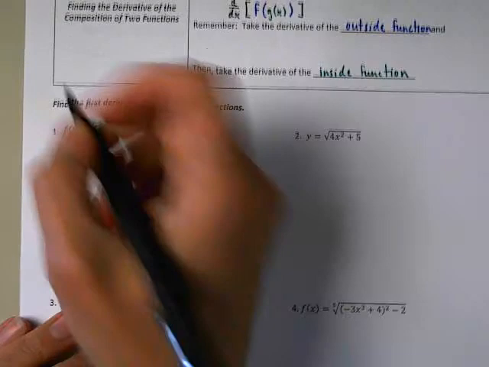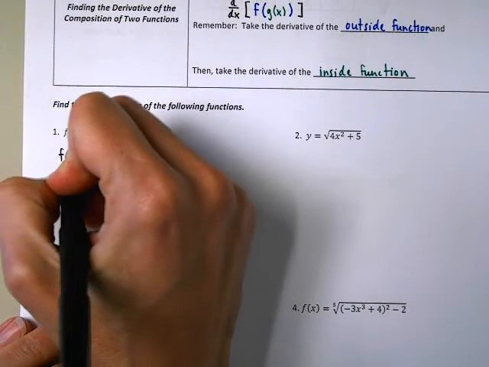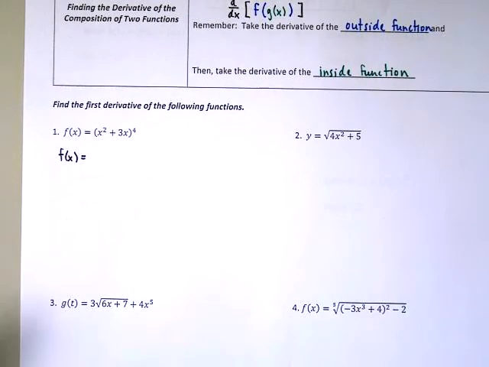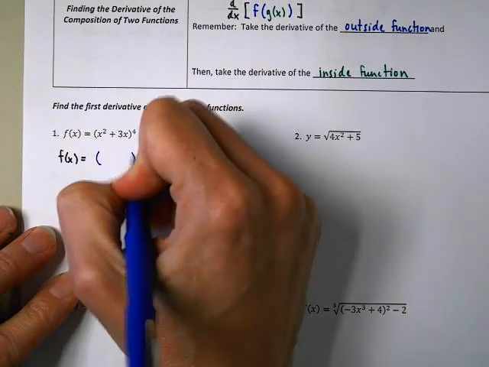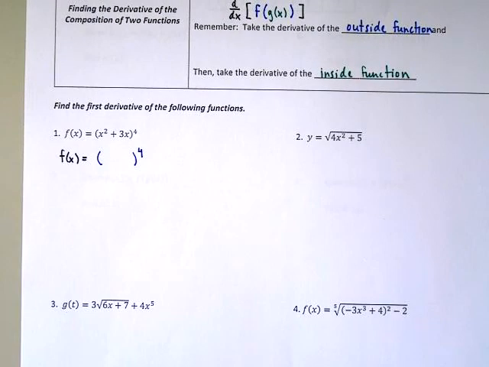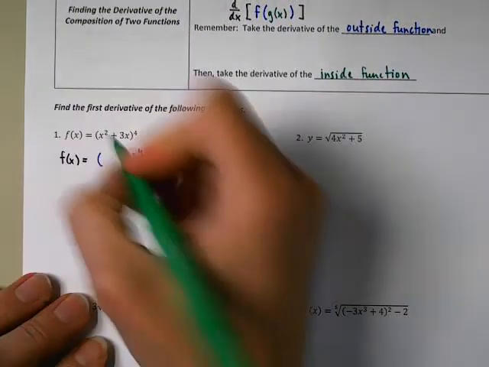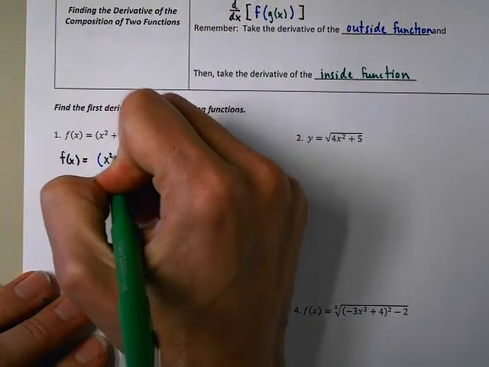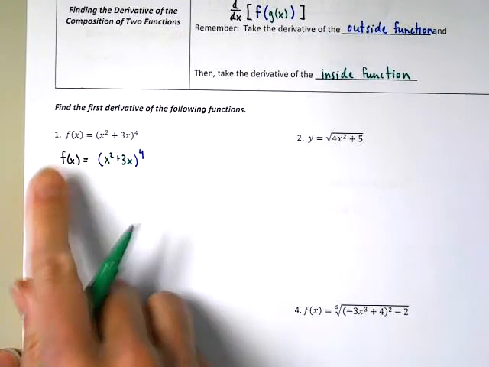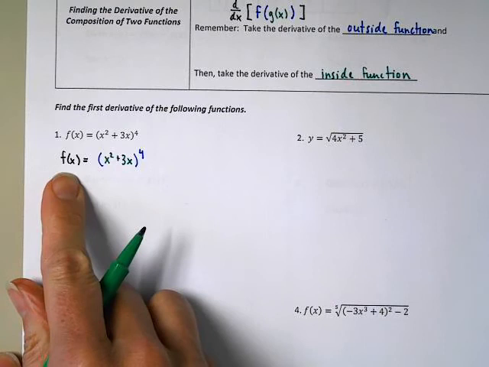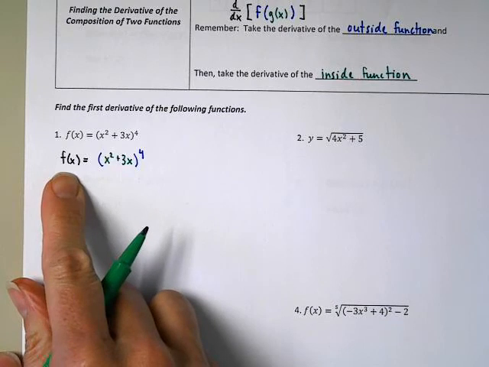So for number one, we have our function f of x. Now, my outer function is going to be all of this to the fourth power. So something to the fourth power. And my inner function is x squared plus 3x. Notice I still have f of x. I haven't differentiated yet, so the notation is still f of x.